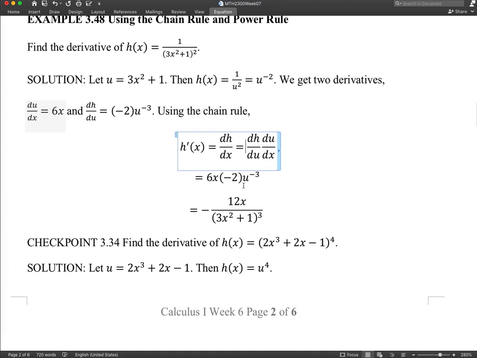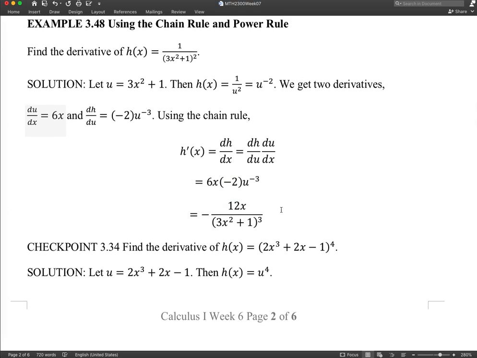Okay, and as you may expect, if you simply multiply them together, replacing each derivative with the actual calculation, you always get a mixture of u and x. And usually we do expect an answer in terms of x only. So I replace u, get u back to 3x squared plus 1, to the power of negative 3, that is, to the power of 3 in the denominator. And I also have these other terms combined: negative 2 times 6, negative 12x. That is the derivative, calculated using the chain rule.